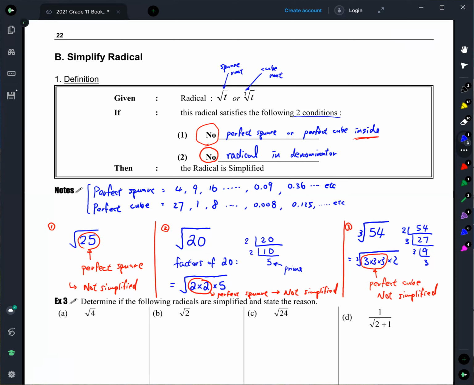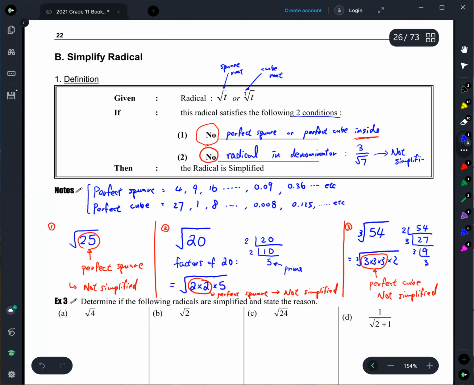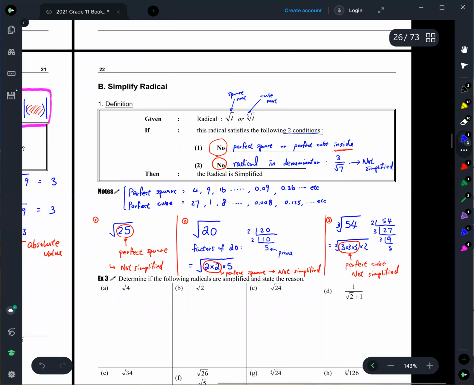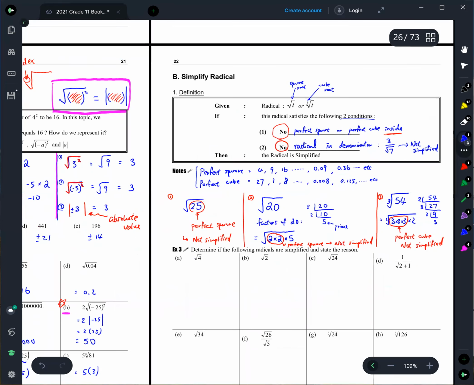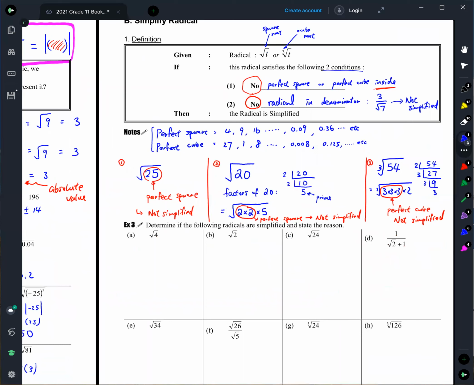For example, if you see something like 3 over square root 7, there's a radical in the bottom, the denominator. That means this is not simplified. So this is just answering yes or no. Yes means it's simplified. No means not simplified. If it's no, please write down the reason, why you think it's not simplified.